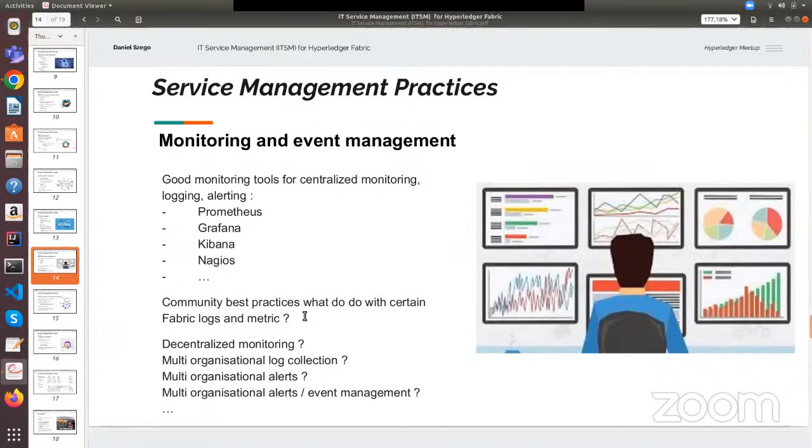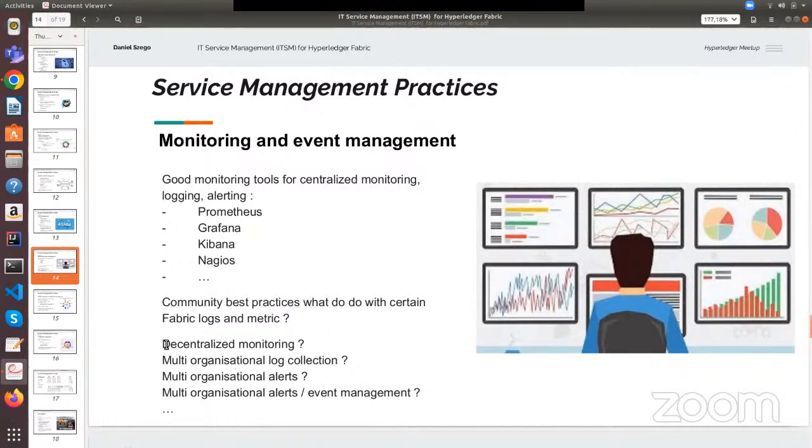One is that there's no community best practice on what to do with certain logs and metrics. There's no proposition that, if you see this log in your ordering service, then that should be an alert and an email should go to an operator, because something serious is going on, and if you see another event or log, then nothing should be done. So such a community best practice is a little bit missing. It's certainly something that can be done in the long run.